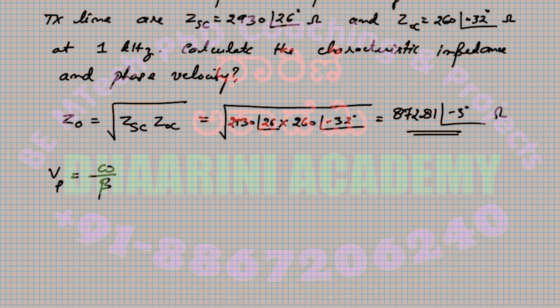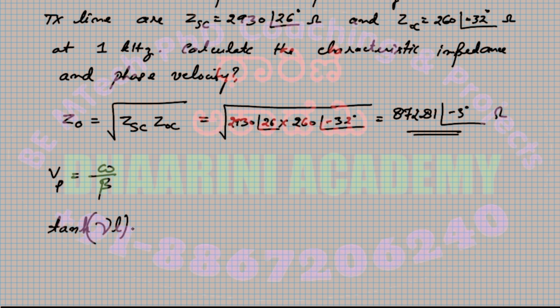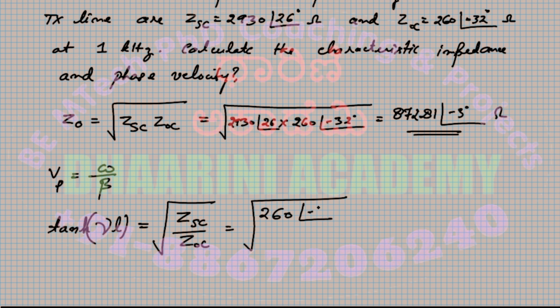Let us calculate gamma first. For gamma into L, we use the tan hyperbolic: tanh of gamma L is equal to root of ZSC by ZOC. So we'll substitute under the root: 260 angle minus 32 divided by 2930 angle 26.